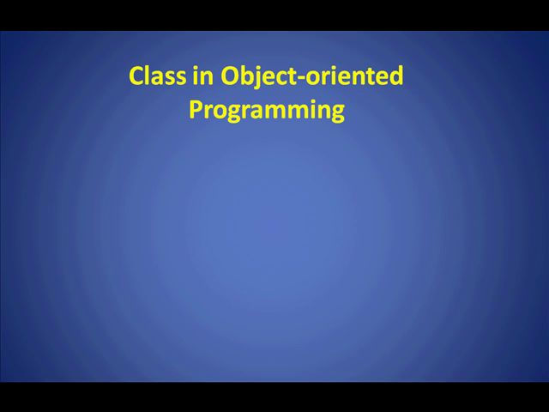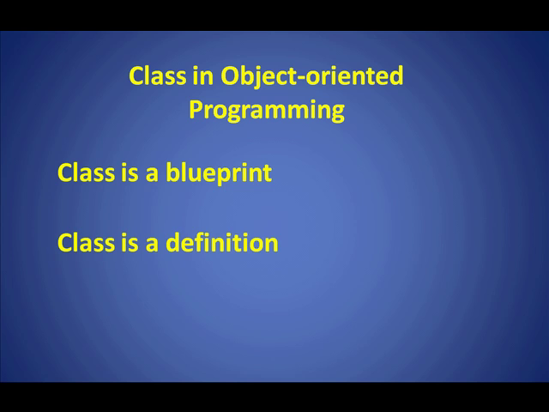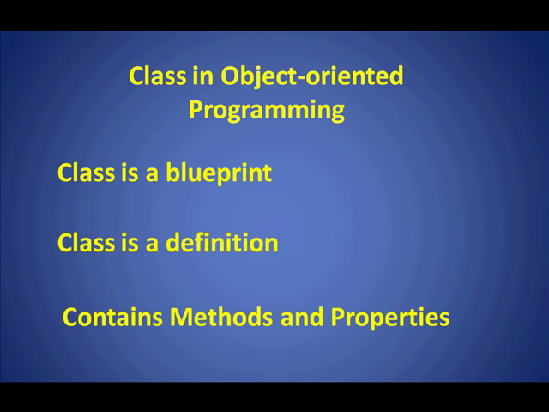Implementing object-oriented design using a programming language means writing classes. You can think of a class in an object-oriented programming language as a blueprint or as a template that is used to create objects. You can also think of the class as a definition. It's like the relation between the class and the object, exactly like the relation between the variable and data type. But the difference is that the class contains methods and properties.